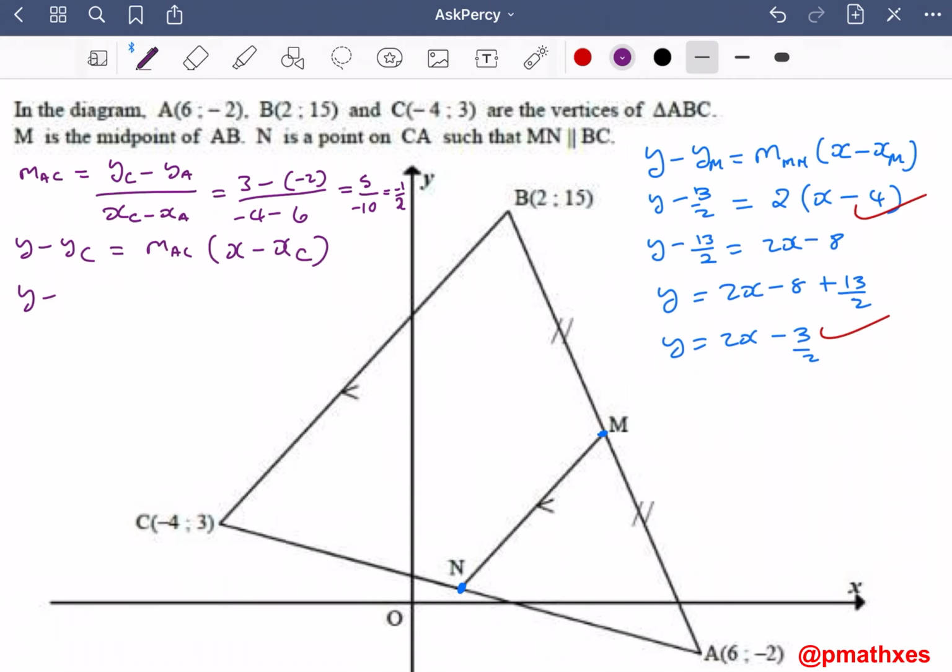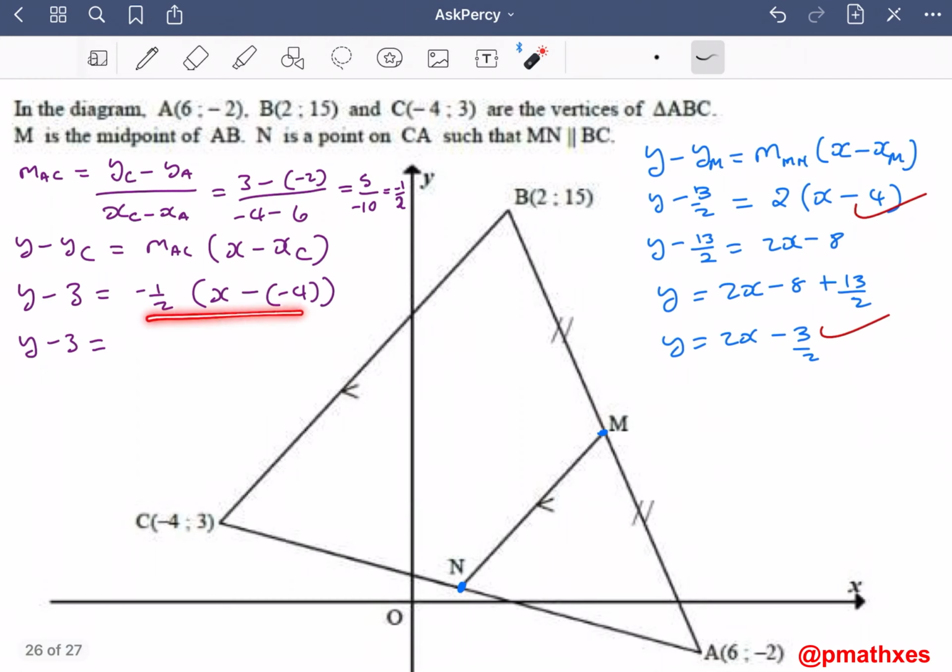y minus, what is the y value of C? The y value of C is 3. The gradient of AC is negative half, times x minus the x value of C, which is 4. So I'll say minus negative 4. Don't forget that. A lot of students forget the sign when there's a minus before it. Then from here, we have y minus 3. Before I remove the brackets, negative and negative is positive, right? So I can just remove the brackets now.